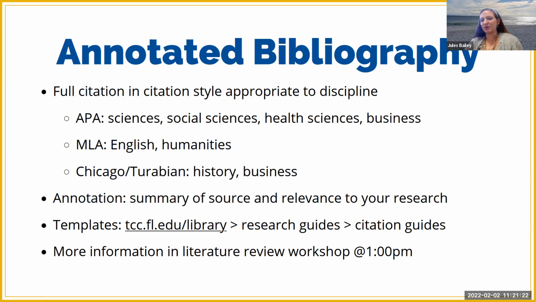I'm just going to give you a quick preview of what that is. So an annotated bibliography has two parts. It has a full citation in the citation style appropriate to your discipline. So if you're in the sciences, social sciences, health sciences, sometimes in business, you will be using APA. This stands for American Psychological Association. MLA, for the Modern Language Association, is typically used in English and humanities.